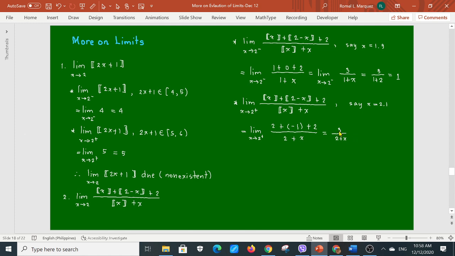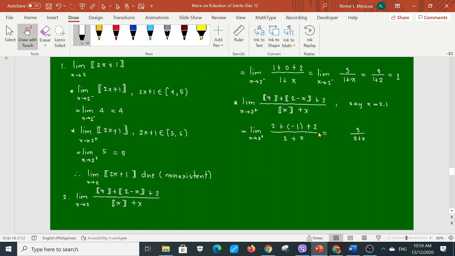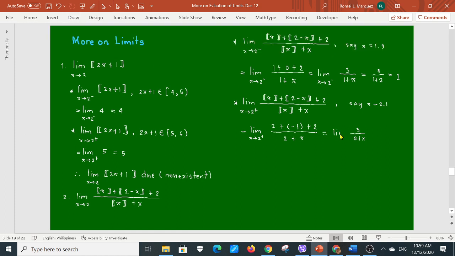So what's the limit of this, guys? Sir, shouldn't the negative 1 be zero? Why is it 0? Why do you think it is 0? Because, sir, it is negative 0.1. Negative 0.1 as 0? Do you mean 2 minus x? Yes, sir.